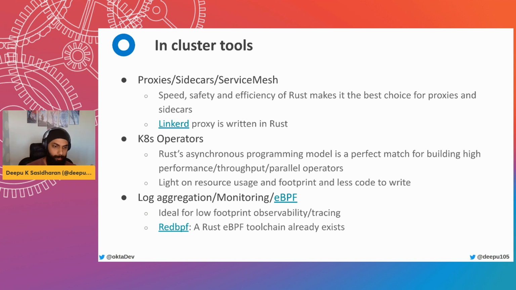Another area would be eBPF, which is currently the ideal way to collect logs, or for observability, right, in the Linux kernel. So there is already a solution called RedBPF, which is a toolchain to work with eBPF, which could mean that in your Kubernetes setup, you could use this to build, I don't know, log observability solutions, monitoring solutions, logging solutions, security solutions, and so on. So these are all the use cases that I'm envisioning for Rust in the Kubernetes space.